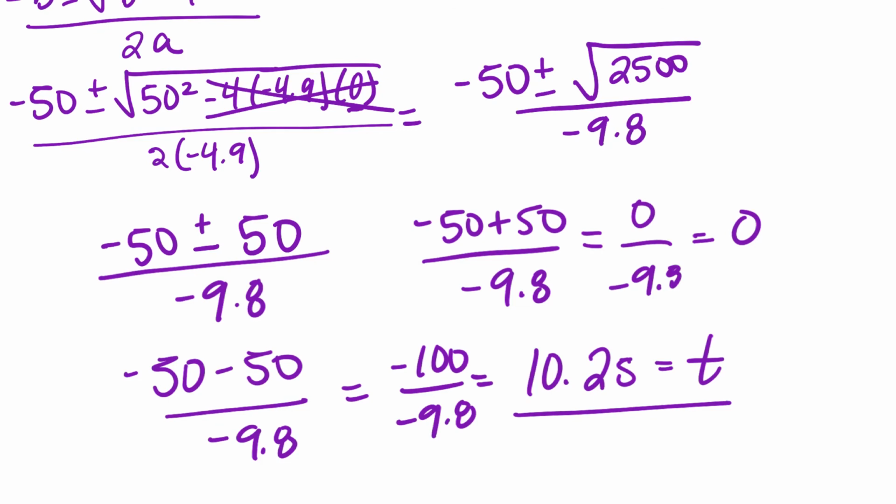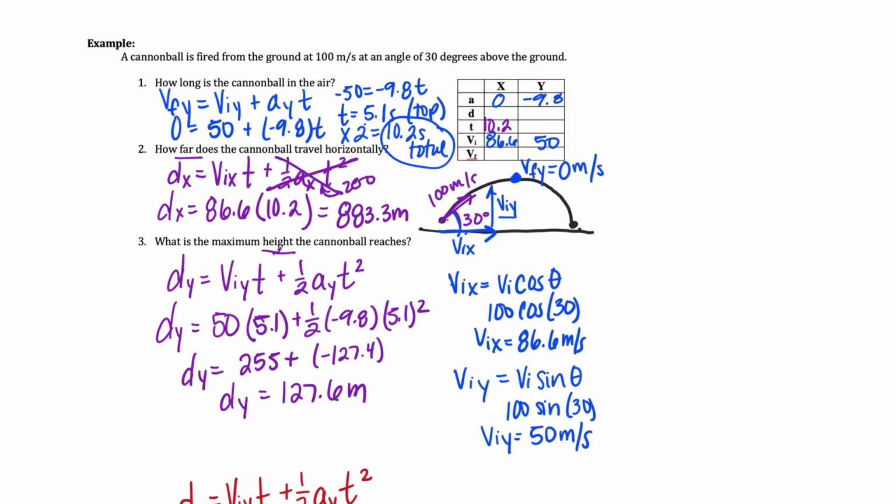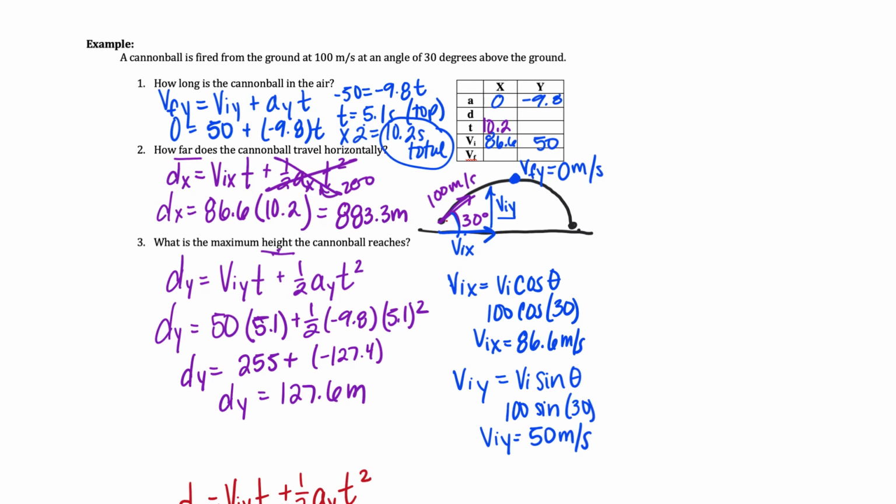So if we go way back up here to what we got in the beginning, we just got 10.2 and we found 10.2 up here. So you can see that they match. So you have the option of quadratic formula, or you have the option that we originally did here. You just have to remember to double it.